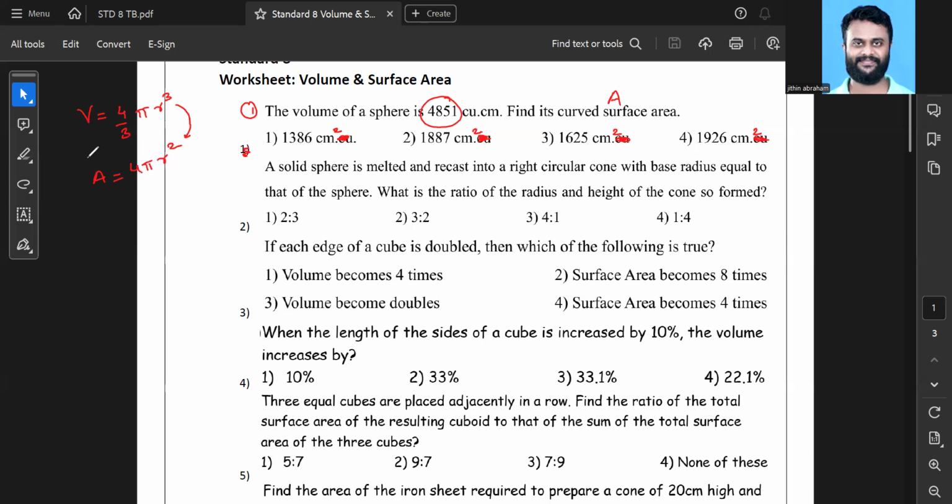Let's see how that can be worked out. First of all, the volume is 4851, which equals 4 upon 3 pi, with pi as 22 upon 7, multiplied by r cube. We will have to find r from here. I'm looking for any easy cancellation or calculation, but I'm not able to find one, because this is an odd number and these are even numbers which need to be cancelled. Strange.